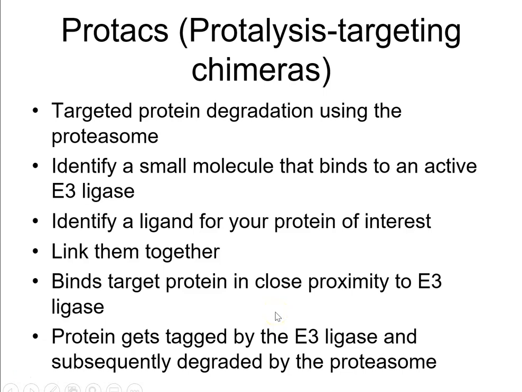There's another class of drugs which are based around the proteasome, and these are called Protacs, proteolysis-targeting chimeras. And these are drugs that target a specific protein for degradation, exploiting the proteasome. So to develop a Protac, you need to identify a small molecule that binds to an active E3 ligase, identify a ligand for your protein of interest, and somehow link them together so that what we end up with is our target protein being brought in close proximity to an E3 ligase, and then the E3 ligase will then tag that protein for degradation and send it to the proteasome.